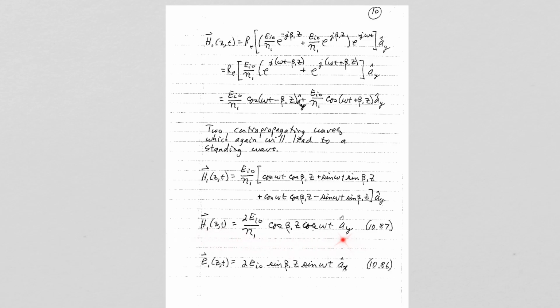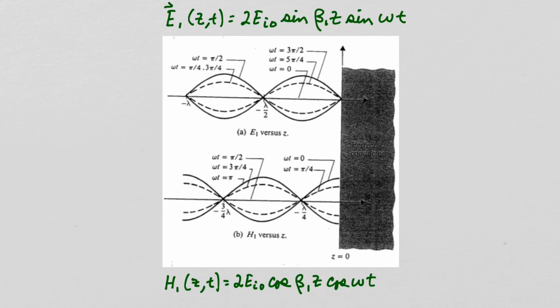In this figure, we have plots of the electric field intensity and the magnetic field intensity at various times. We can see that there's a quarter wavelength shift along the z-axis for the locations of the 0 amplitudes for the electric and magnetic field intensities.